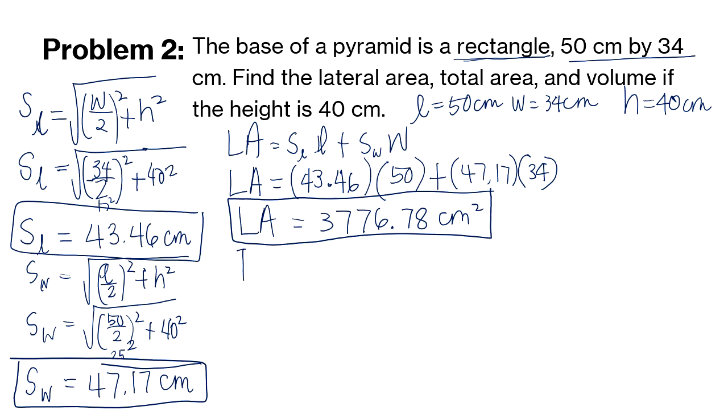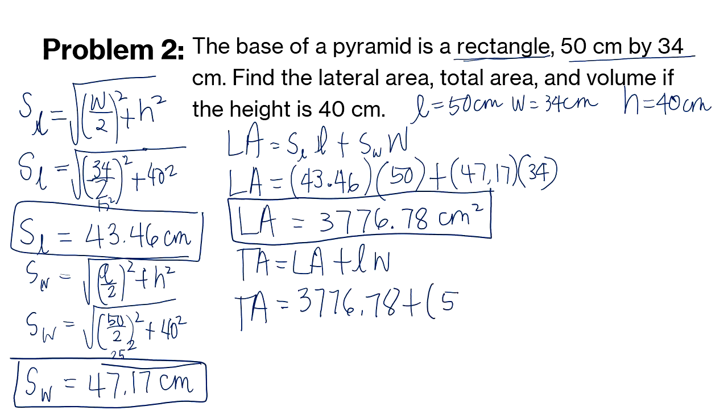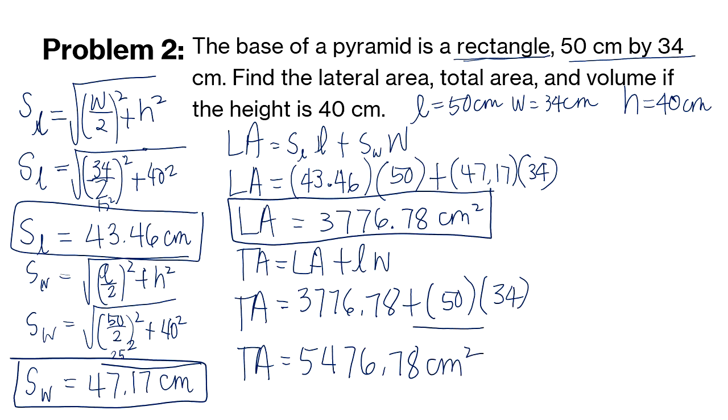Now, for the total area, we have lateral area plus length times width. That is lateral area, which we have previously solved. That's 3,776.78 plus length, which is 50 centimeters, times width, which is 34 centimeters. Now, solving that, we get 5,476.78 centimeters squared.